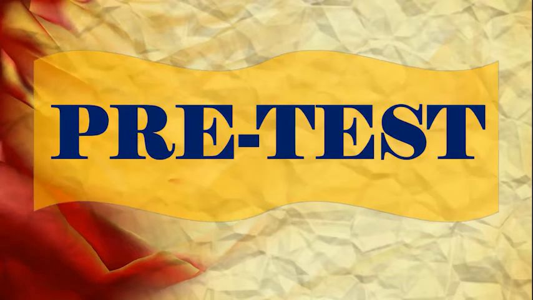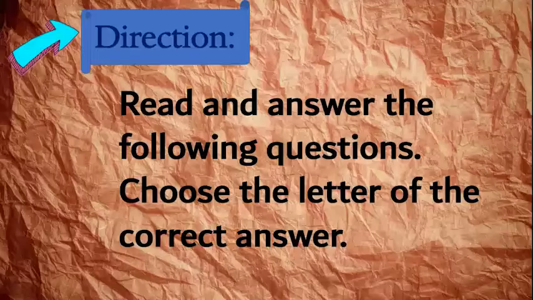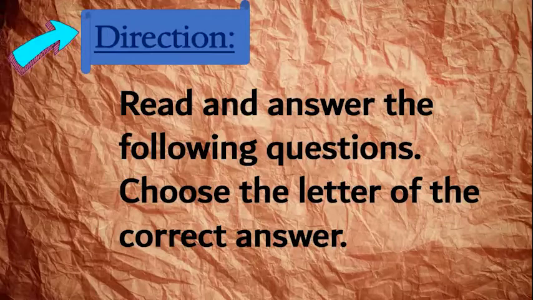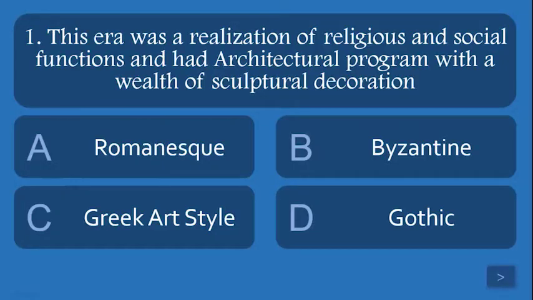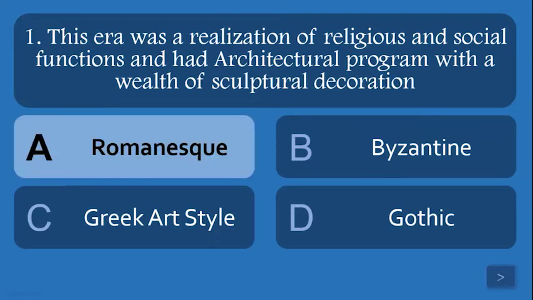So, before we start, let's have a pretest. Please read and answer the following questions. Choose the letter of the correct answer. Number 1. This era was a realization of religious and social functions and had architectural program with a wealth of sculptural decoration. A. Romanesque, B. Byzantine, C. Greek art style, D. Gothic. The correct answer is A.